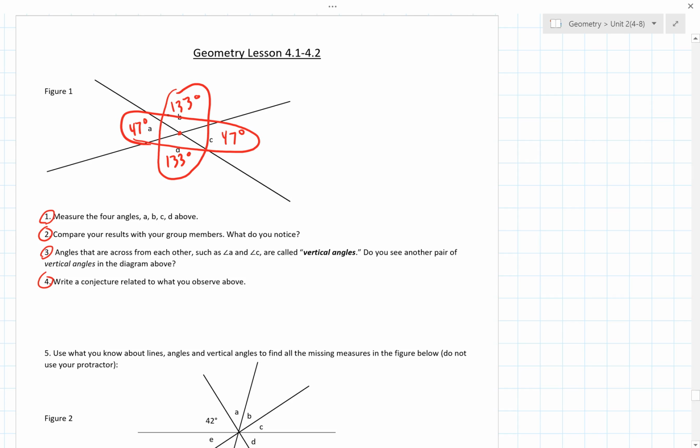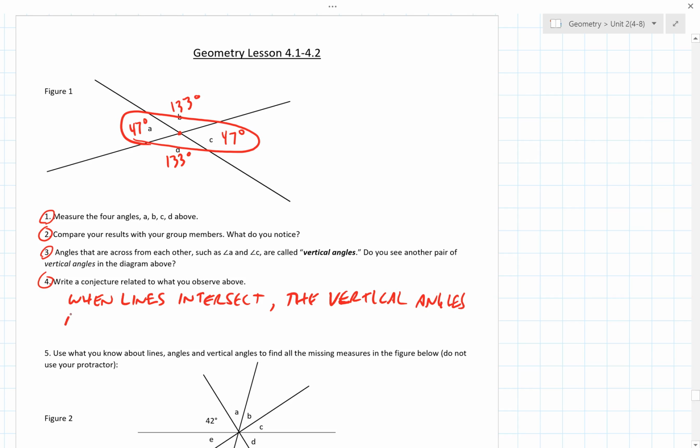Okay, so A and C, we'll focus just on those two right now. A and C obviously are the same. We measured both of them. They both turned out to be 47 degrees or 48 degrees. They are the same, or congruent to each other. And so hopefully you wrote a conjecture something like this: when lines intersect, the vertical angles are congruent.